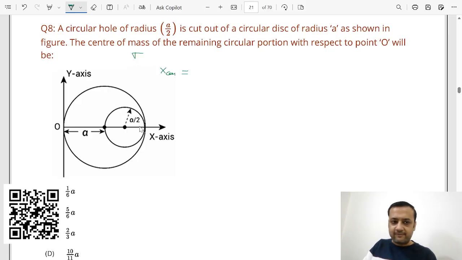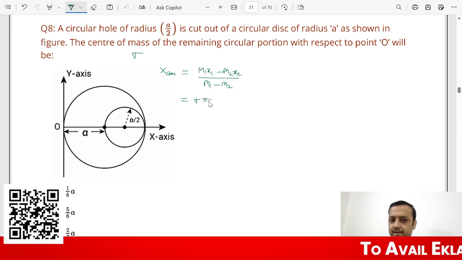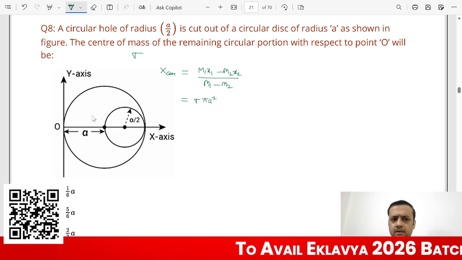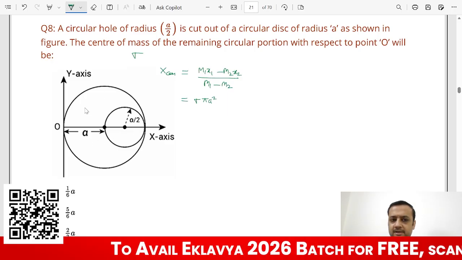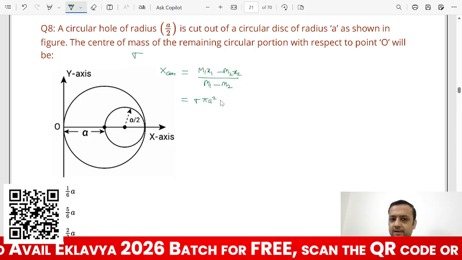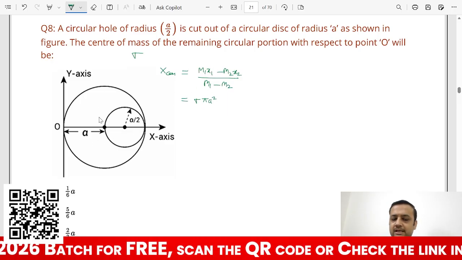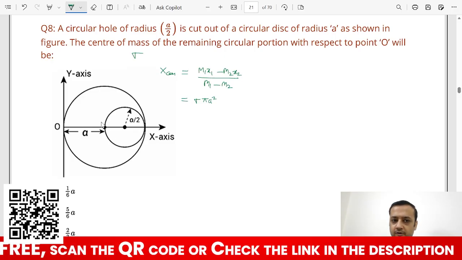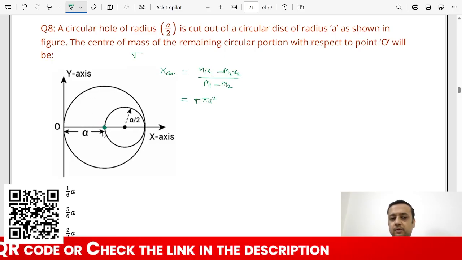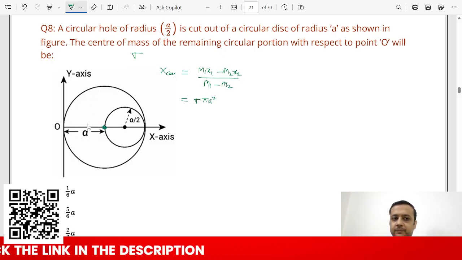Okay, where what is m1? Let me write this first: m1 x1 minus m2 x2 divided by m1 minus m2. Now what is m1 here? M1 is the mass of the bigger disk. So that will be sigma into pi a square, because a is the radius of this bigger disk and sigma is the surface density. X1 is the center of mass of the bigger disk, which will be at this point, having the x coordinate a with respect to origin. So that will be a.